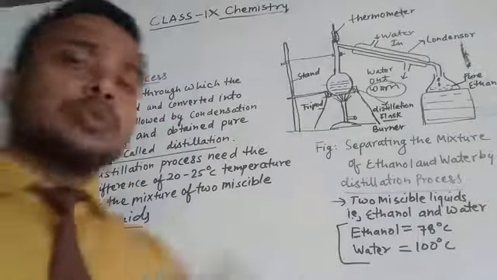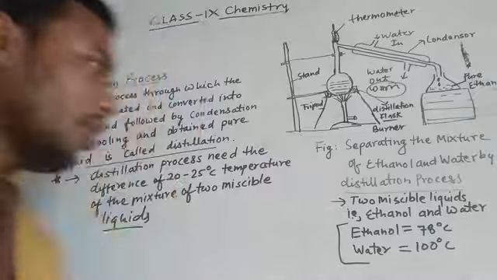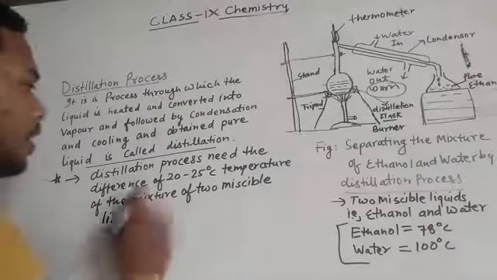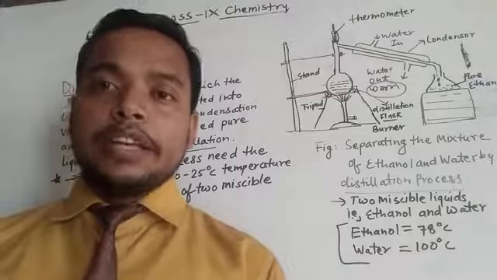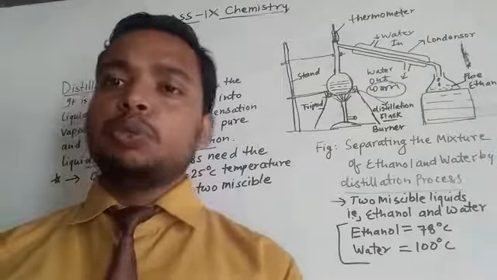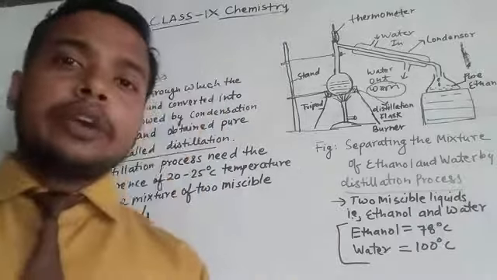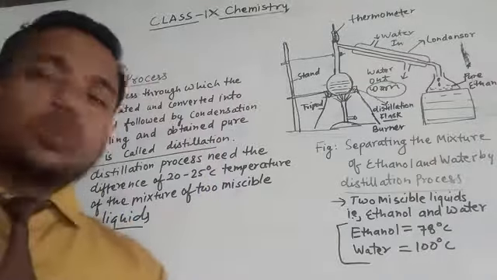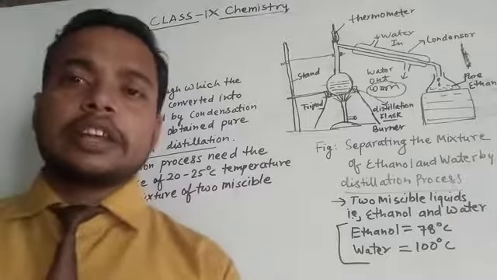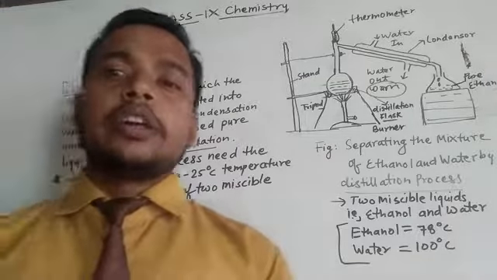So the working principle of the distillation process is the temperature difference. We can easily separate a mixture of two miscible liquids by distillation when there is a 20 to 25 degree centigrade difference between their boiling points.